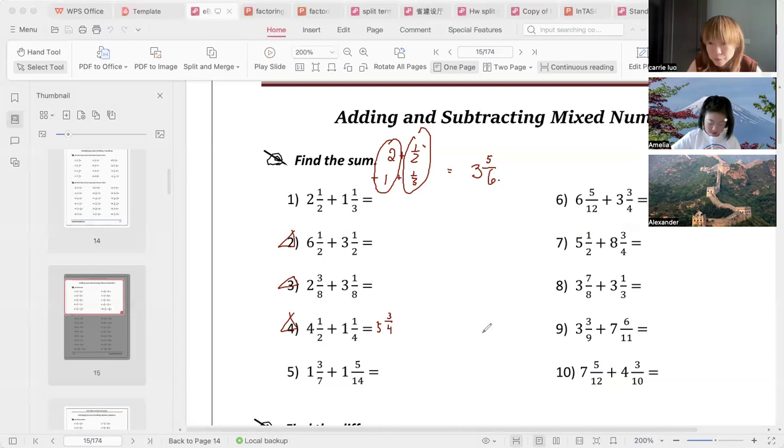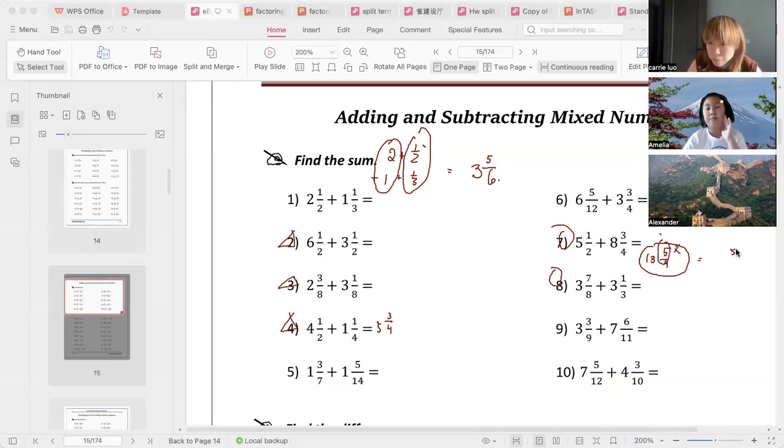Now let's take a look at number seven. What if 5 plus 8 equals 13, and a half plus 3/4 equals what? Equals 5/4. Can we have something like that? Alex? No, we don't want to have the denominator smaller than the numerator. This one is not right.